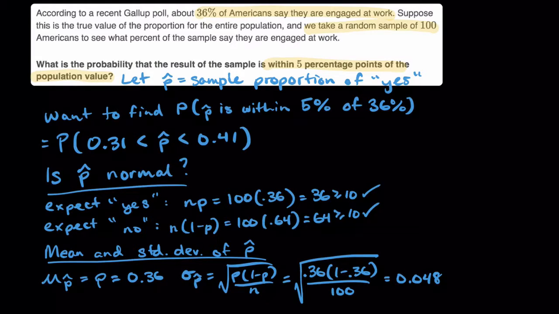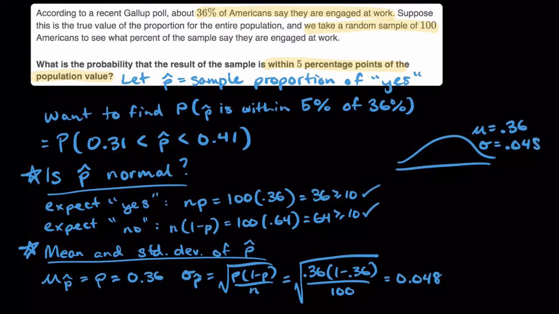So now we have everything we need to calculate this probability, because we know that p hat's normally distributed, and we also know the mean and standard deviation of p hat. So off to the side here, I'm going to sketch a normal curve. And the mean of this normal curve is 36%. The standard deviation is almost 5%, 4.8%. And the goal all along was to find the probability that p hat is between 31% and 41%, within 5 percentage points of 36%. And looking at the standard deviation here, 5% is about 1 standard deviation.